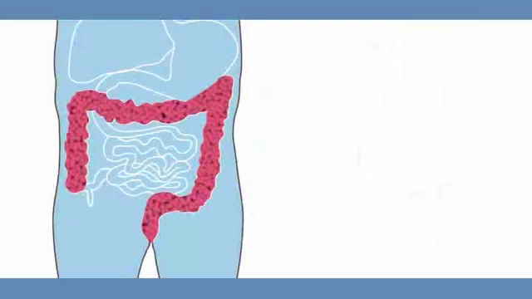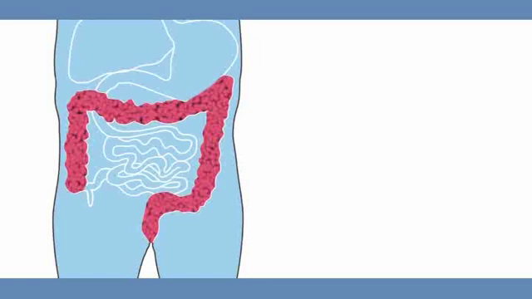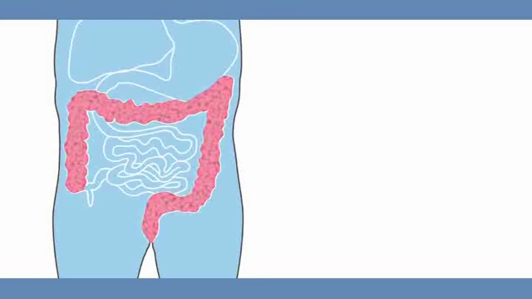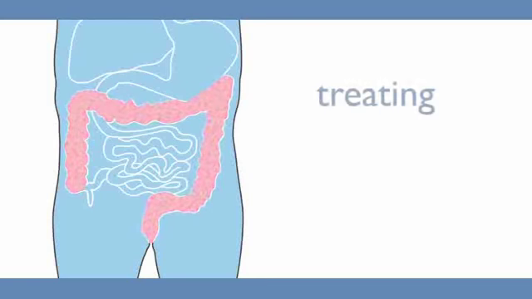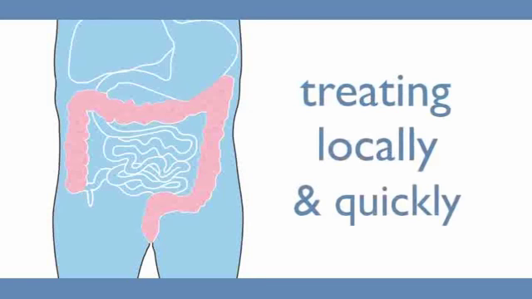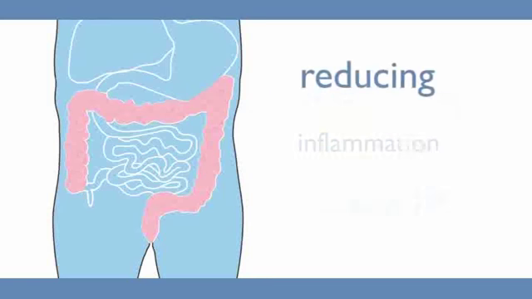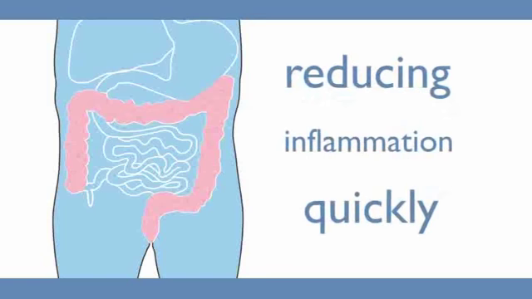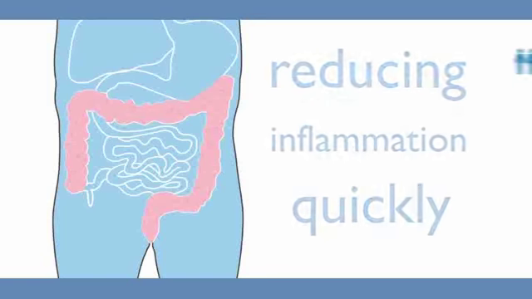The bloody diarrhea and unpleasant symptoms associated with ulcerative colitis are a result of the inflammation the disease causes. The aim of treatment is to control this inflammation and reduce the symptoms. Treating distal disease locally and quickly is important, as it's believed that reducing inflammation quickly may prevent the disease becoming more extensive.